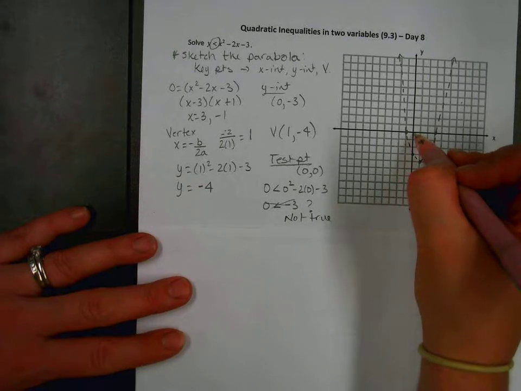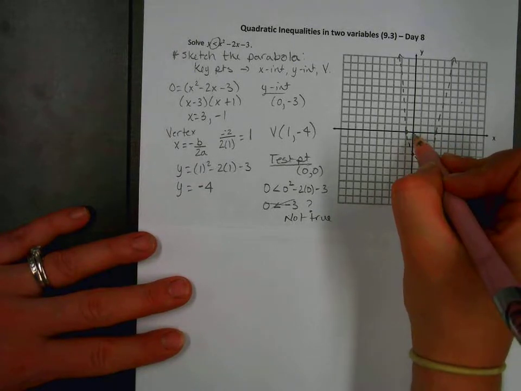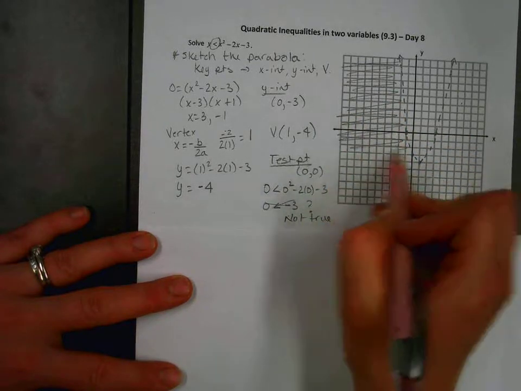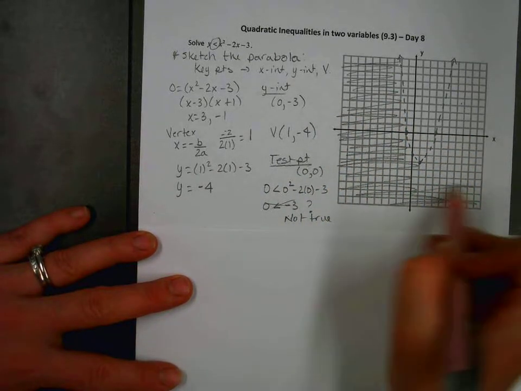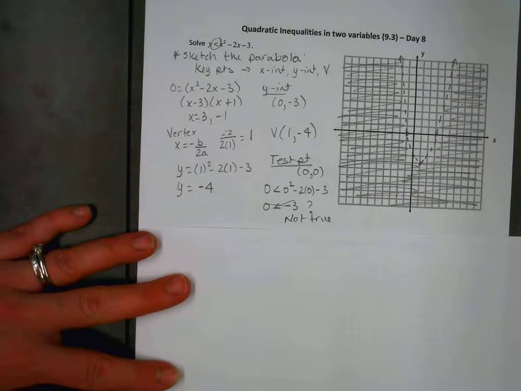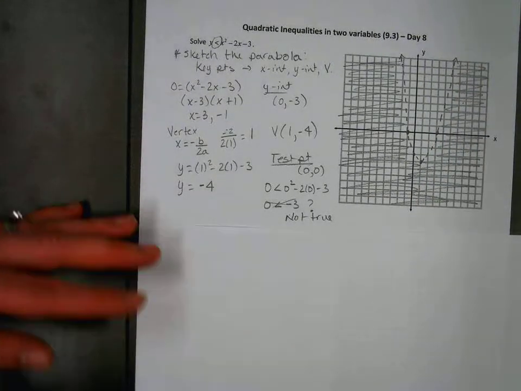So normally if it was true, I would shade inside, but because it's not true, I'm going to shade everything on the outside of my quadratic, or my parabola. And that's how you solve a quadratic inequality in two variables.